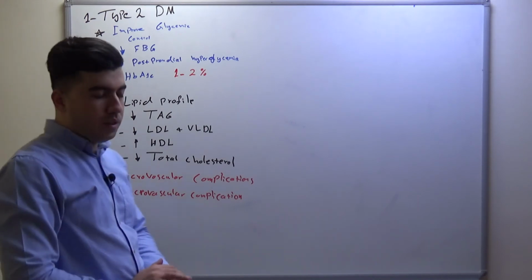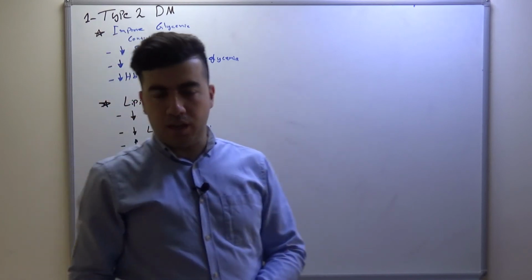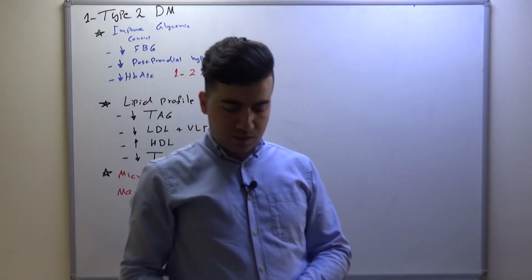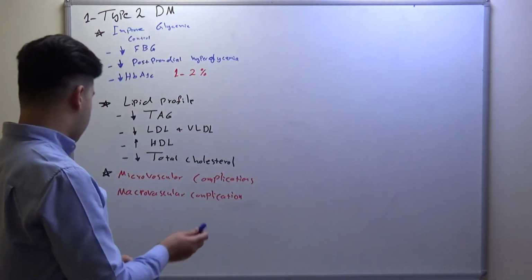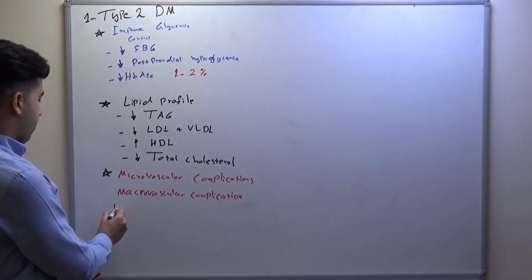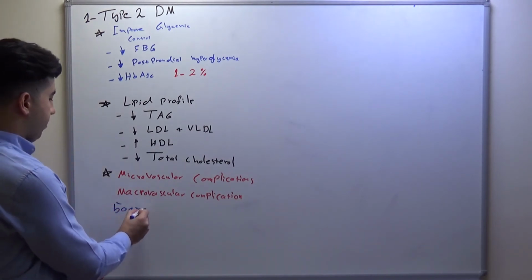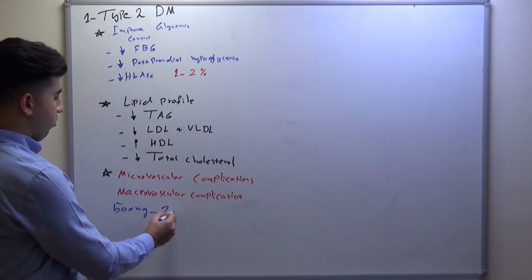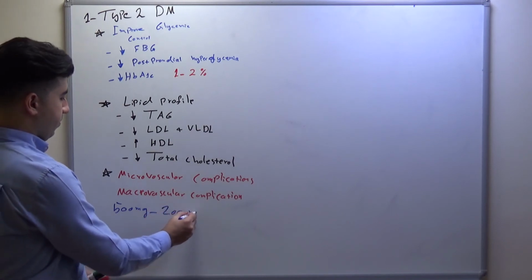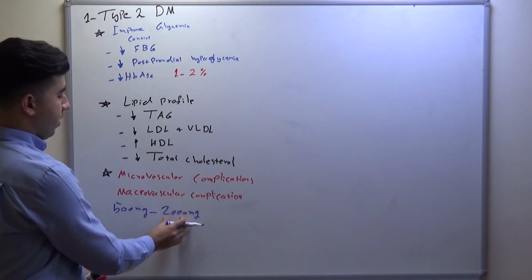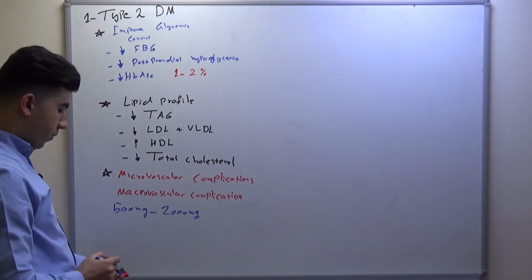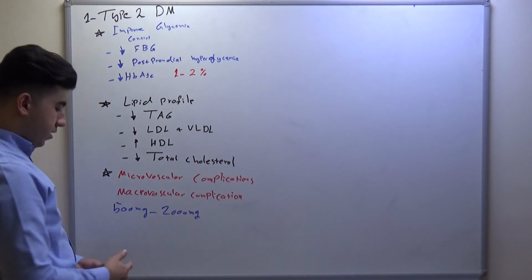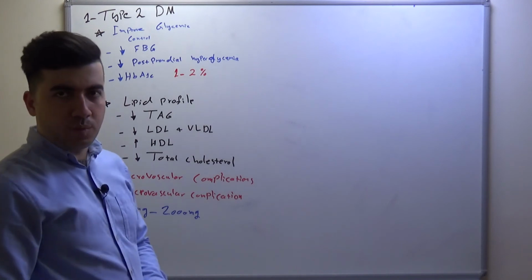Metformin currently is recommended to be started at the onset of the diagnosis of type 2 diabetes mellitus, and the metformin dose is usually between 500 milligrams and 2 grams. It's usually the maximal dose of metformin. Beyond this dose, metformin is usually not more effective.